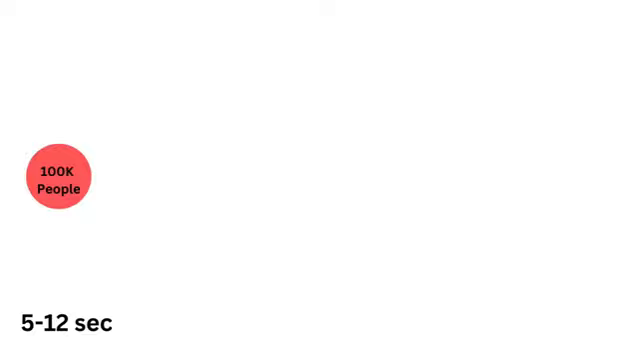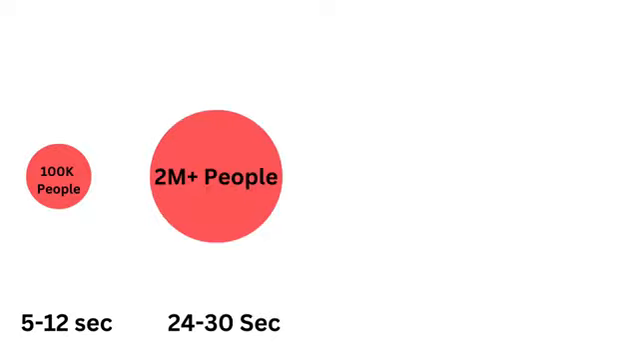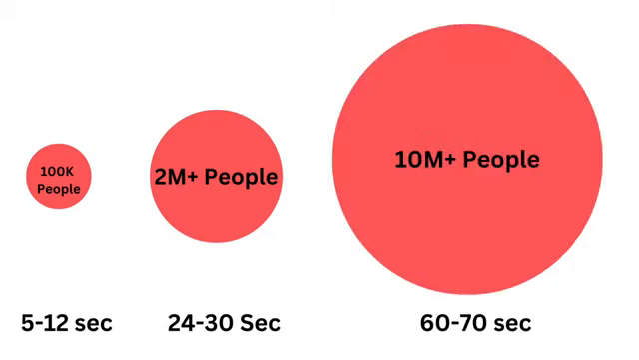But if you make a video 24 to 30 seconds long, there might be 2 million people interested in that. But if you make a video 60 to 70 seconds long, there might be 10 million people interested in that. Now, if we equate that back to your views, if you made that shorter video, and I'm not saying that short videos are the best videos or that long videos are the best videos, I'm just doing this for the sake of giving you an example of exactly how this is going to work in your niche, and then I'll tell you exactly how you can find out the perfect length.